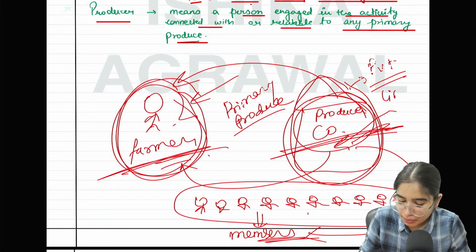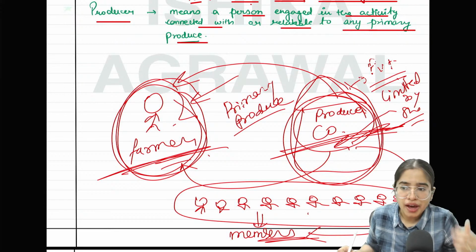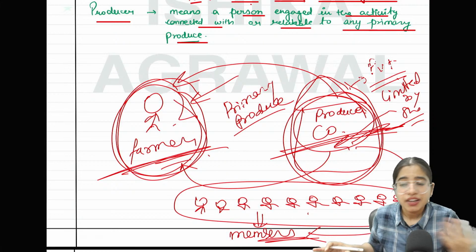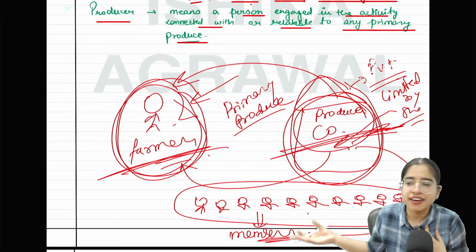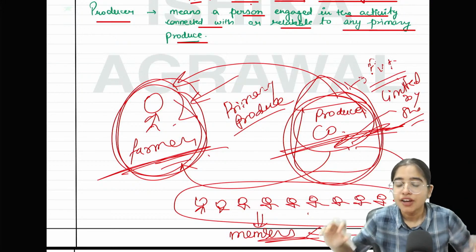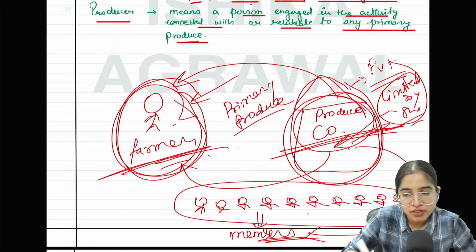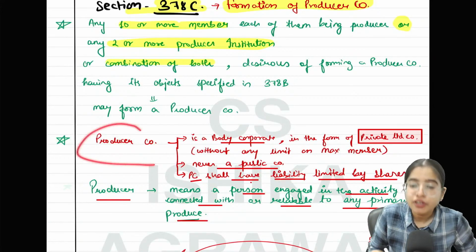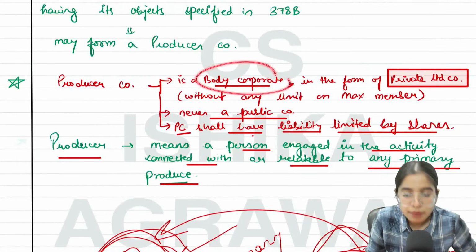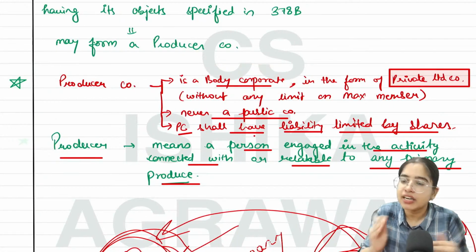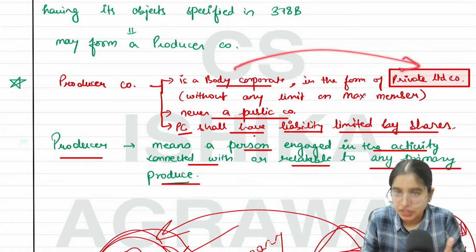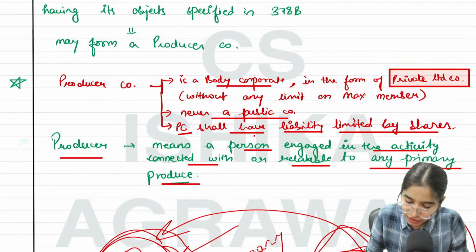And it is always limited by shares. Because if the farmers' liability were unlimited, from where would they bring money? They basically earn daily and eat, they don't keep a lot of reserves, so they are not very rich people, so their liability is always limited. So I am telling you a few basic points about the producer company. A producer company is a separate body corporate, which means it has a separate legal entity, and it is always in the form of a private limited company, but without any limit on members.